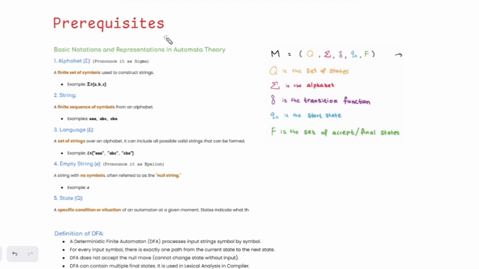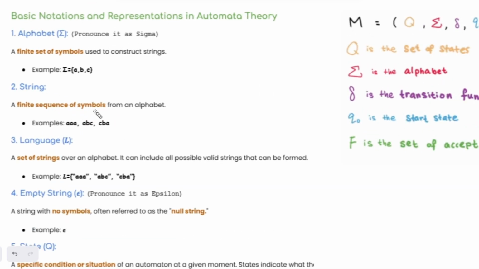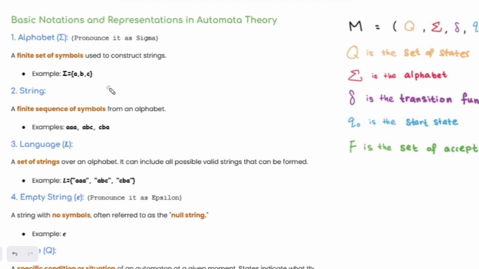The first one is alphabets. What are alphabets in automata theory? Alphabets are nothing but a finite set of symbols that will be represented using sigma, and these alphabets are used to construct strings, which is the next notation. Strings are nothing but a finite sequence of symbols, and the string is constructed using the alphabet.